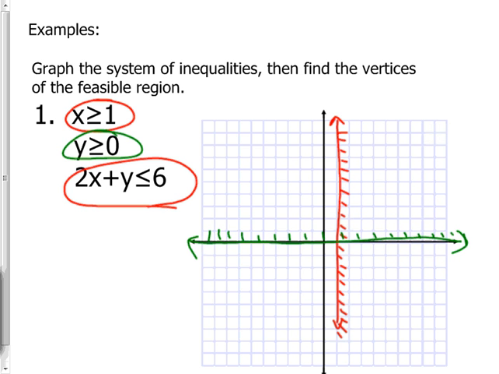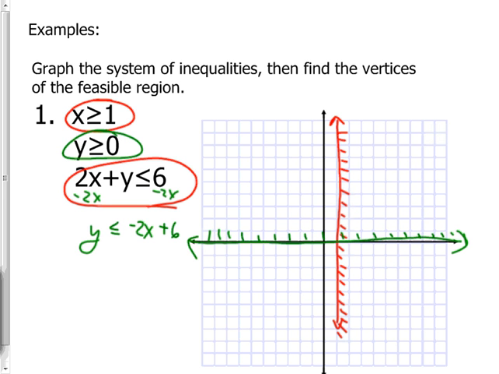The hardest one, of course, is this one. I subtract 2x on both sides. And even some of my best students will sometimes make that mistake and try to divide by 2 there. Subtract 2x on both sides. Then, wait, I don't have to divide by anything. It's done. I just have to graph that.